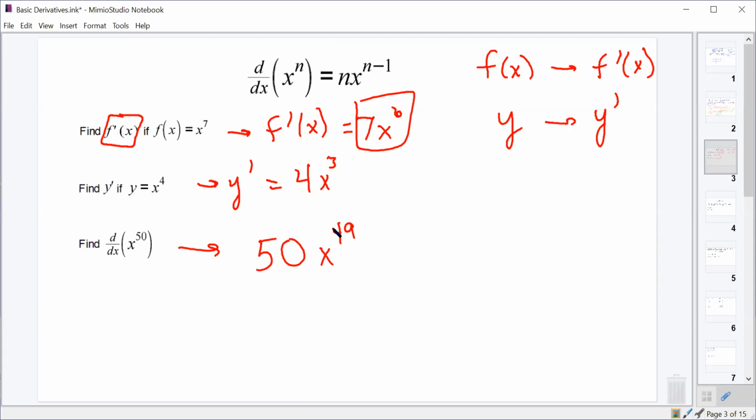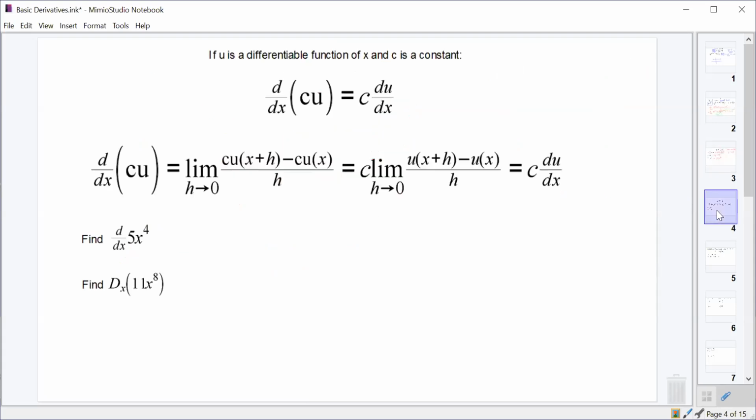Cool. Way easier, way better than trying to write out x plus h to the 50th power minus x to the 50th divided by h and expanding it all out and simplifying. It's much easier. Would you all agree with that? Yep. Cool. Definitely, much, much easier.